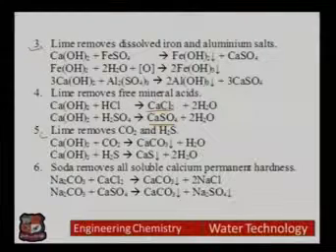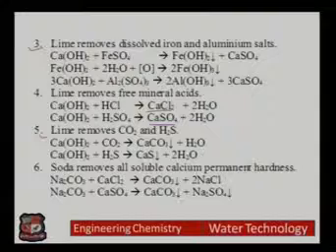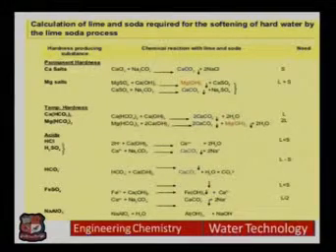Soda removes all soluble calcium permanent hardness. Calcium permanent hardness is due to CaCl2 and CaSO4. So soda reacts with CaCl2 and CaSO4 and converts them into insoluble CaCO3. So by all these stoichiometric chemical reactions, we can work out the requirement in terms of lime and soda. What amount of lime, what amount of soda is required, whether all the chemicals can be removed only by lime, or we can also use soda or the combination of lime and soda, whether 1 mole only is sufficient or more than 1 mole is required.